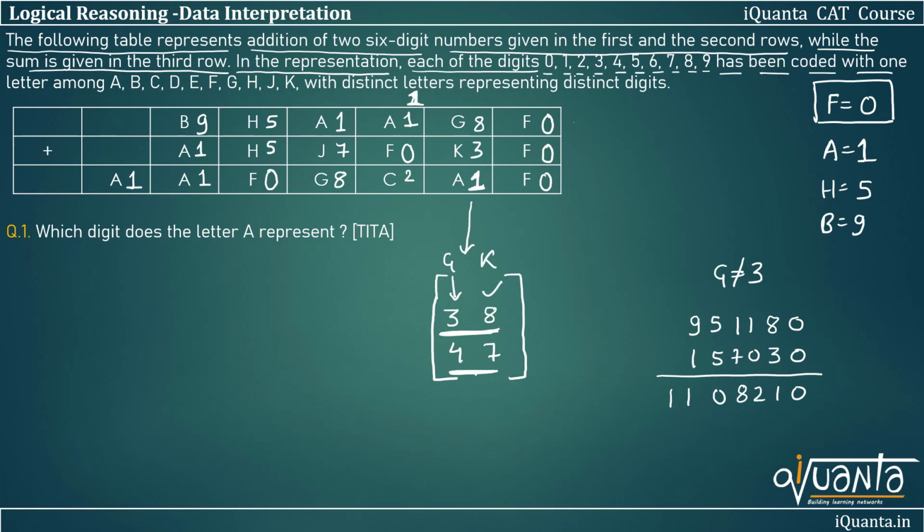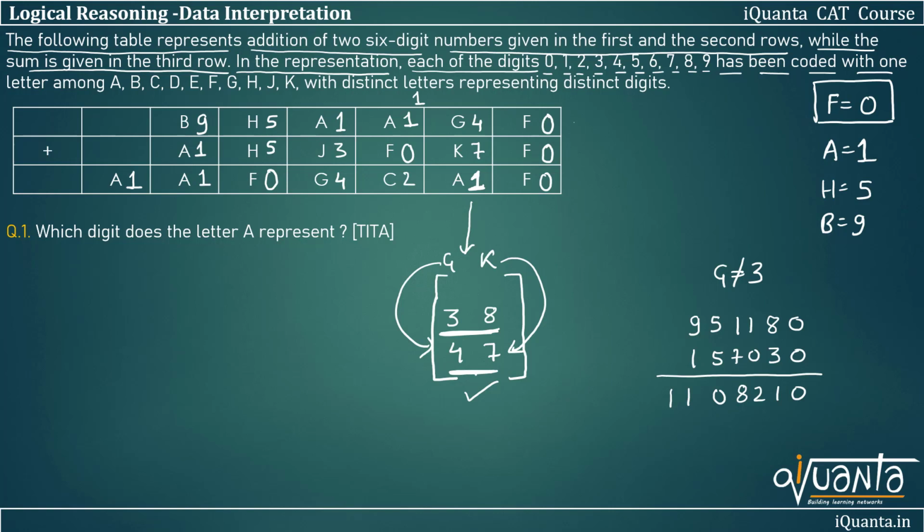Now let me take this case of 4, 7. Let me assign value G equal to 4 and K equal to 7. So if G equals 4, K equals 7, we'll get a carry over here. We'll be getting C equal to 2. Since G is equal to 4, we'll write 4 over here as well. In that case, J will be getting a value of 3. So yes, this is also a possible case because each letter is having a different value.